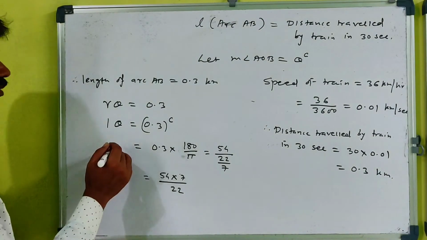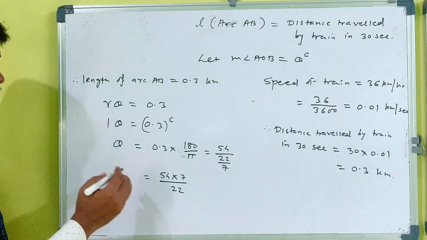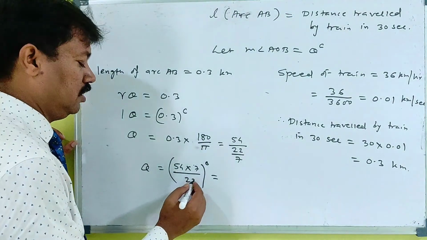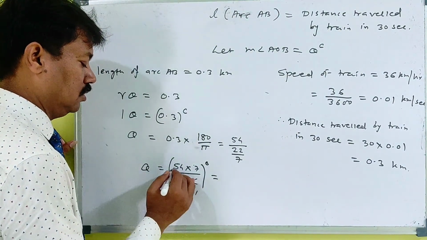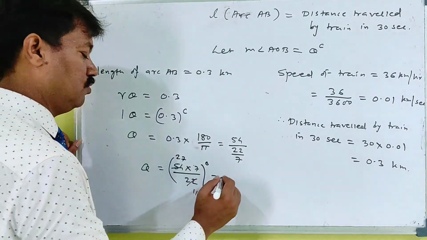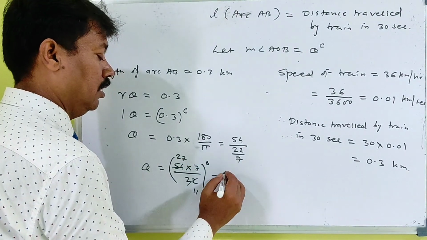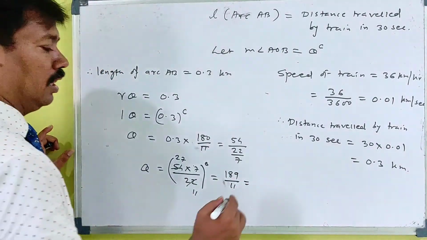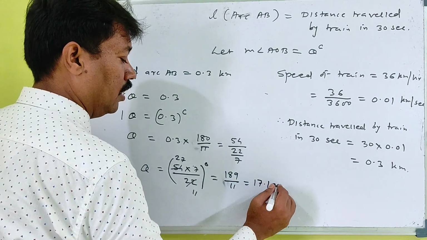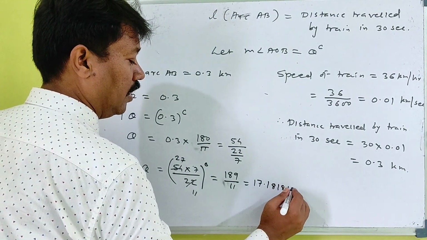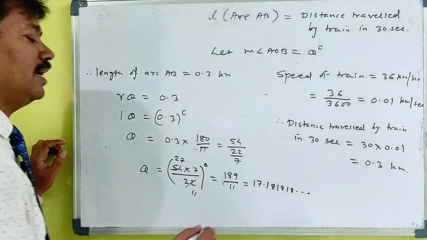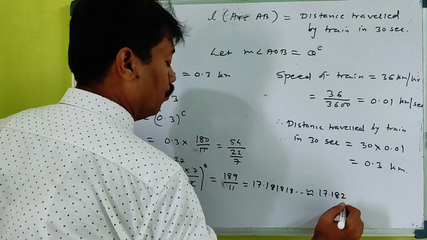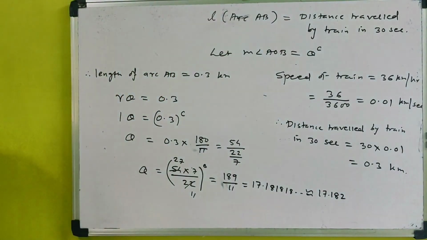So that is in degree now. Yes, so the calculation: 54 cancels with 22. 27 into 7 is 189. It is 189 upon 11, and after dividing it comes to 17.1818, which is recurring. So we can say this is approximately equal to 17.182.